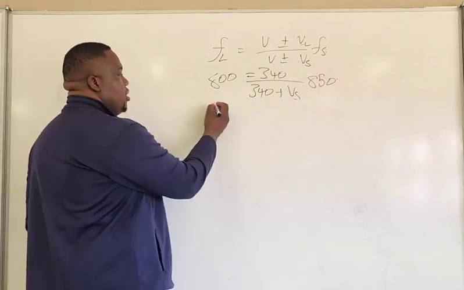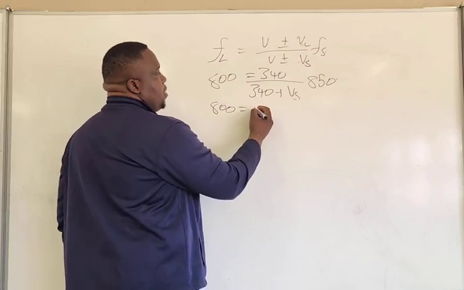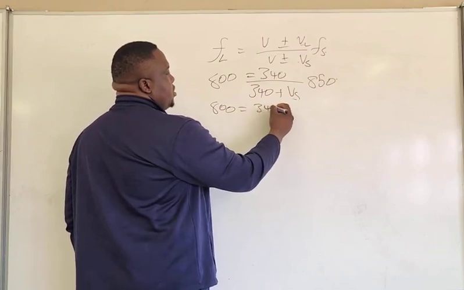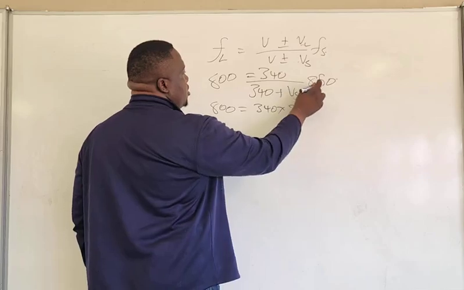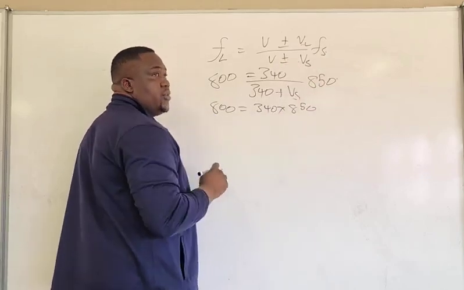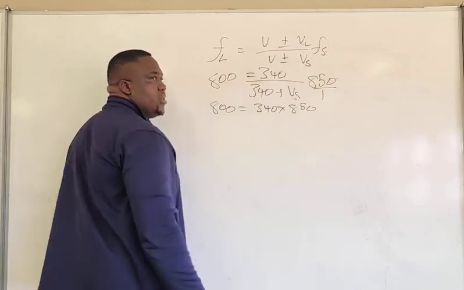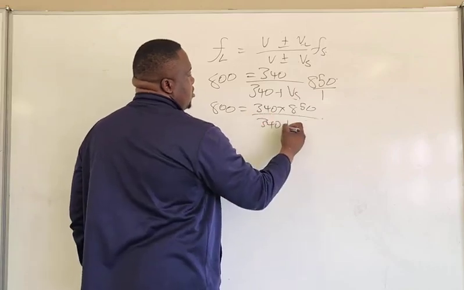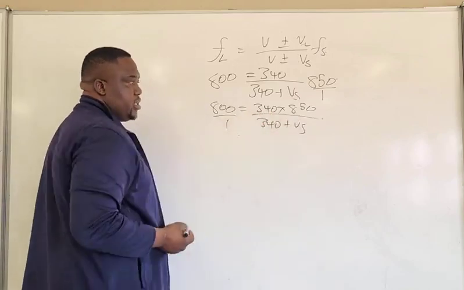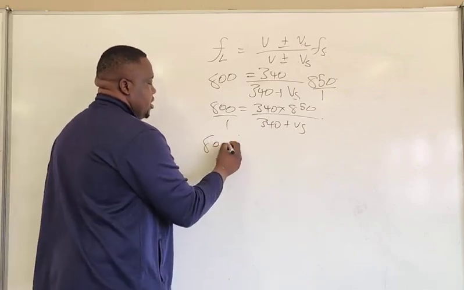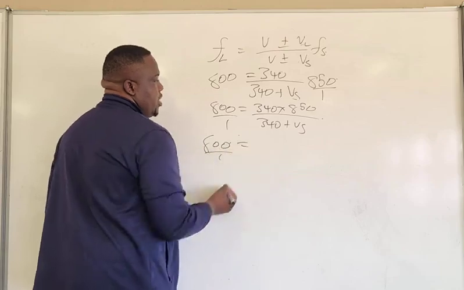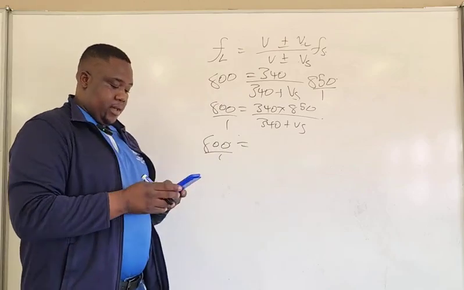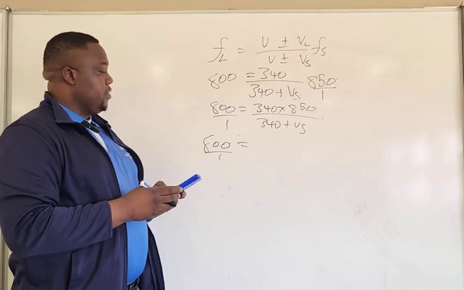Then 4. It's simple. Then we'll have 800, which is equal to 340. Let me write for you to understand. This 850 is going to multiply with 340 because we're going to put over 1, as I told you. Then here we have 340 plus Vs. Then let us calculate what we have. We have 800 over 1, obviously. Then 340 multiplied by 850.